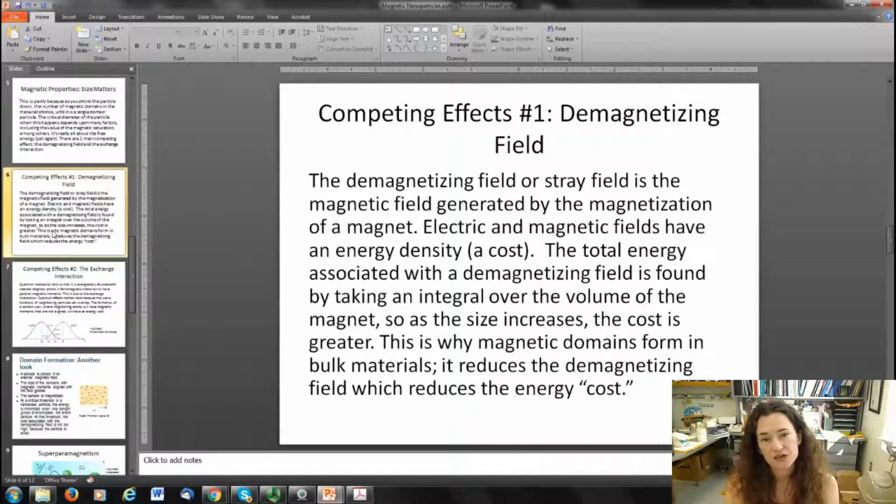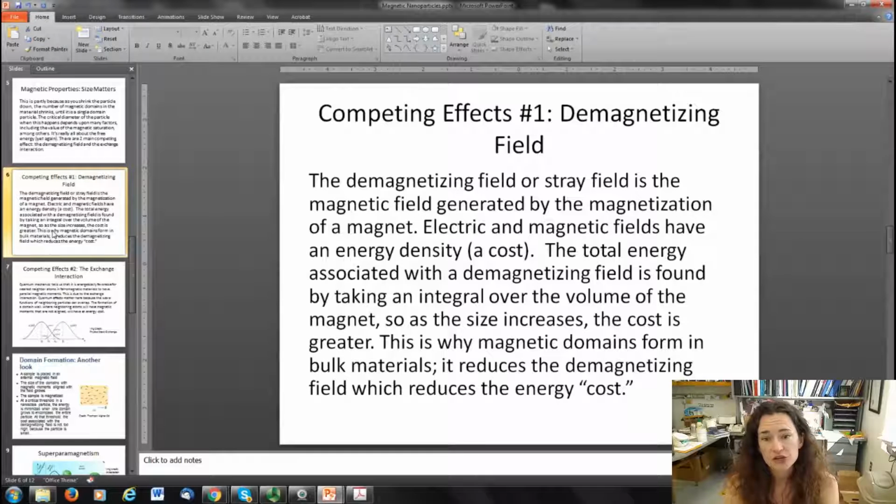Electric and magnetic fields have an energy density, or cost to them, if you will. This is true even in vacuum. If you have an electric or a magnetic field moving through the vacuum of space, you might remember from introductory physics that there's an energy per unit volume, or an energy density, associated with just that field that's proportional to some constants times the magnetic field or the electric field squared, okay?